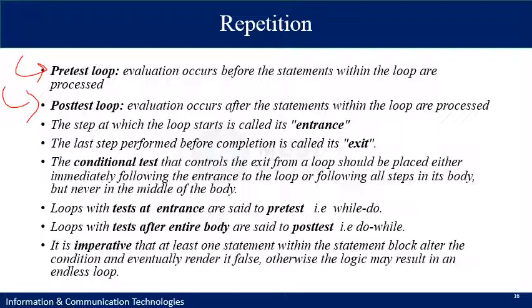So the step at which the loop starts is called entrance, and the step at which the loop completes is called exit. The conditional test that performs the exit from the loop should be placed either immediately following the entrance of the loop or following all the steps in the body, but never in the middle of the body. So loops with the test at the entrance are said to be pretest, which is the while do statement. Loops with the test after the entire body are post-test, which is the do while loop.